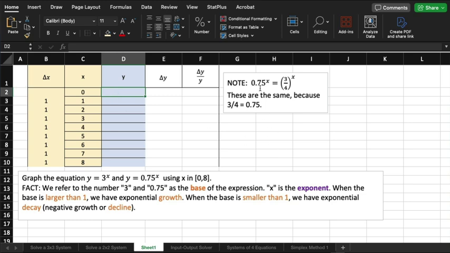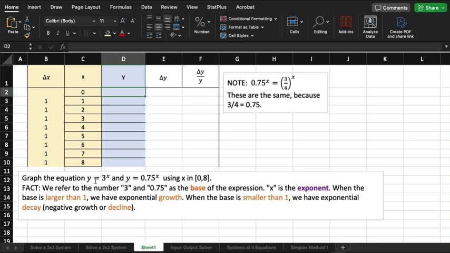Also, just to point out that sometimes your function might be given to you as a fraction to the power x. If that is the case, you need to put parentheses around that fraction up here in the cell. When we get to the 0.75 one, I'll show you what I mean by that. Fractions and decimals are interchanged partly because some fractions have a repeating decimal, and you don't want to truncate or shorten that decimal. So sometimes you actually have to use the fraction. Anyway, let's do the first one.